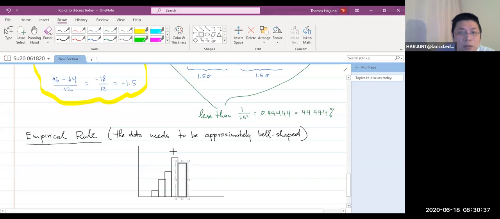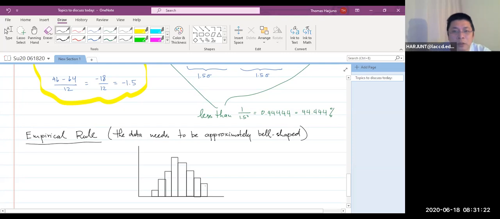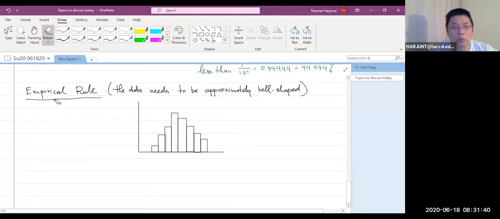Yeah, this is just approximation. So let's say it looks like this. What we mean by a bell shape is that the frequency is higher toward the middle, something like this. When we say bell shape, it's approximately like this, the shape of the histogram, or basically the distribution. Now, if it is approximately bell-shaped, then we can use the empirical rule, which says the following.